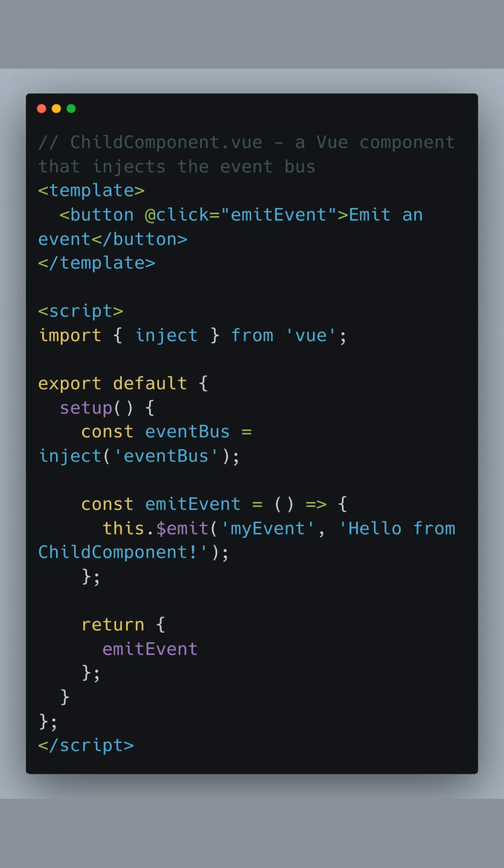Next, we have a child component that utilizes the EventBus to emit an event. We use Vue's inject function to inject the EventBus provided earlier. Within the setup function, we define emitEvent, a method which uses the global $emit method to send out an event named myEvent with a message. When the user clicks the button in the template, emitEvent is called.